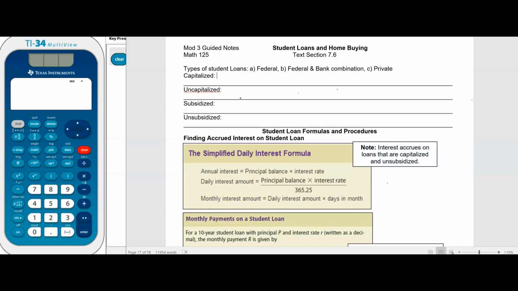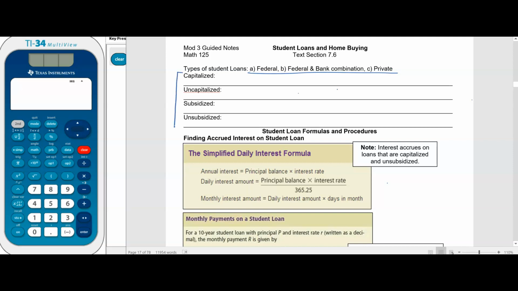So there's 3 types of student loans. I'm just looking at this part right here in our notes. There's federal loans, which means the federal government is loaning the student money. There are federal and bank combinations, so a student might get some money from the federal government and some money from a bank. And then there are private loans. And there are some terms down below.